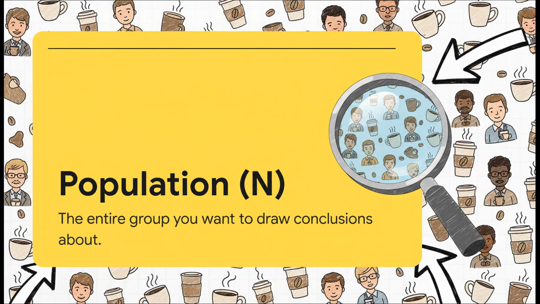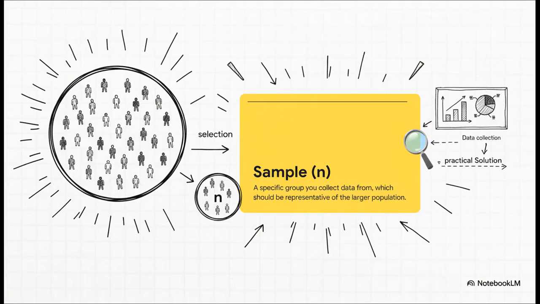But here's the problem. Asking every single one of them, it's pretty much impossible. The group is just way too big. And that leads us to the much more practical solution, a sample, which we call a lowercase n. So instead of trying to ask everyone, we pick a specific, smaller, more manageable group. Now, the absolutely crucial part here is that this sample has to be a good representation of the bigger population. If it's not, our findings won't really mean much.